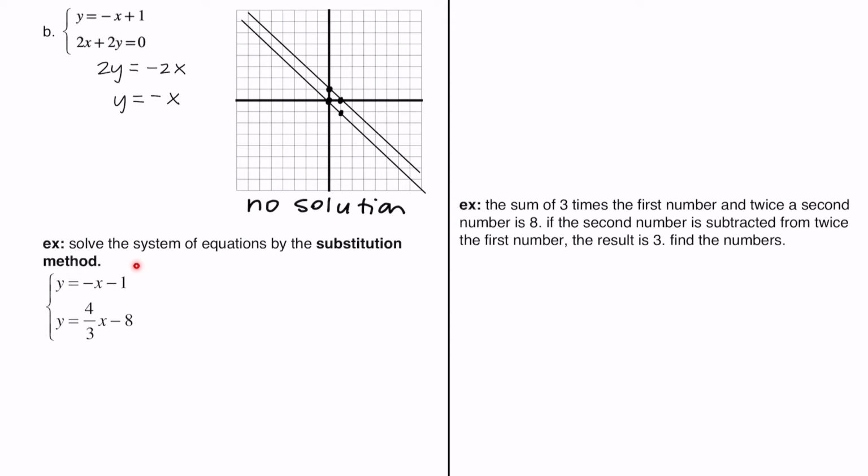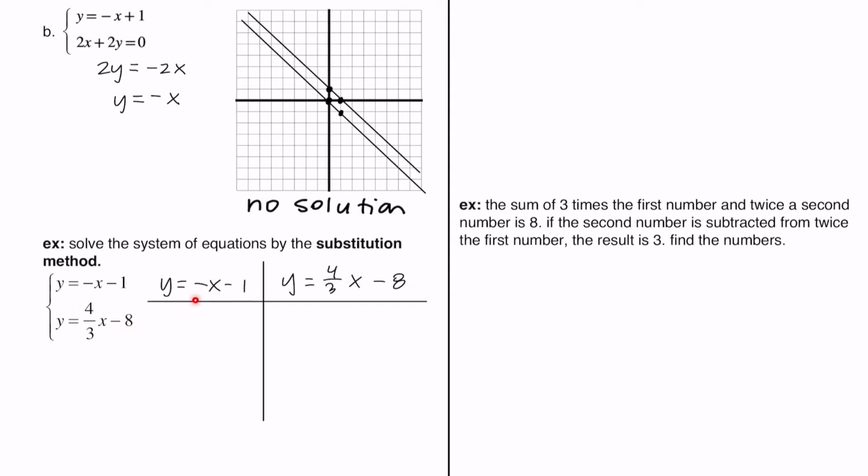Alright, for this next example it says solve the system of equations by using the substitution method. So I set up a t-chart, and if only one of these equations was already in the form of y equals, we would put that equation here on the left. But since they're both in the form of y equals, I'm just going to arbitrarily use the first equation. And then I'm going to take the second equation and write it over here.